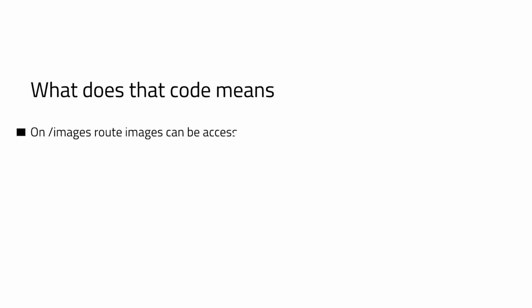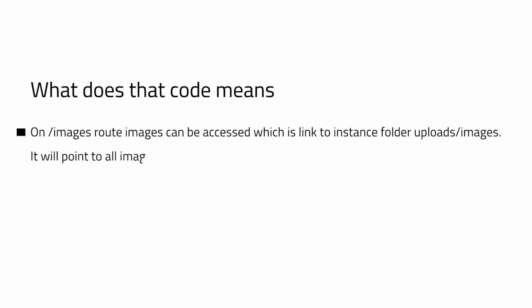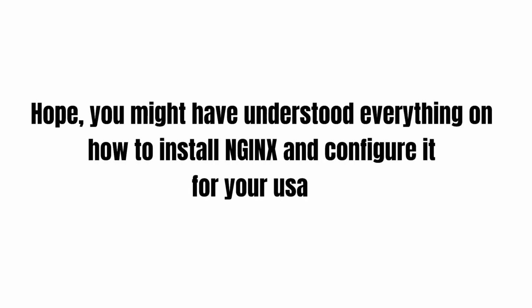On the /images route, images can be accessed, which is linked to the instance folder uploads/images. It will point to all images in the images folder. Hope you have understood everything on how to install NGINX and configure it for your usage.